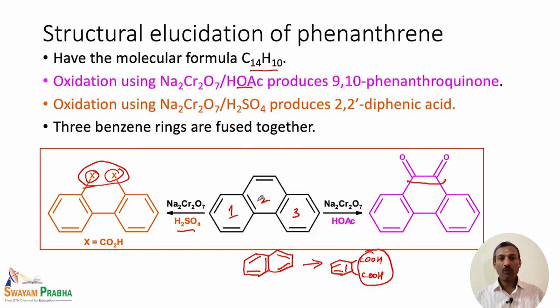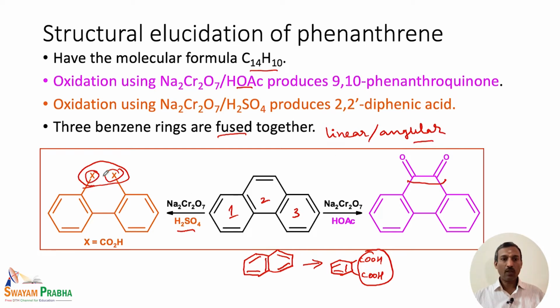But now that we know there are 3 rings present, and we also know they are fused together, this is the basic information we have right now when we talk about oxidation reactions. So we have to go further to find out whether this is a linear connection or an angular connection. That is the only thing we have to find out by other means.